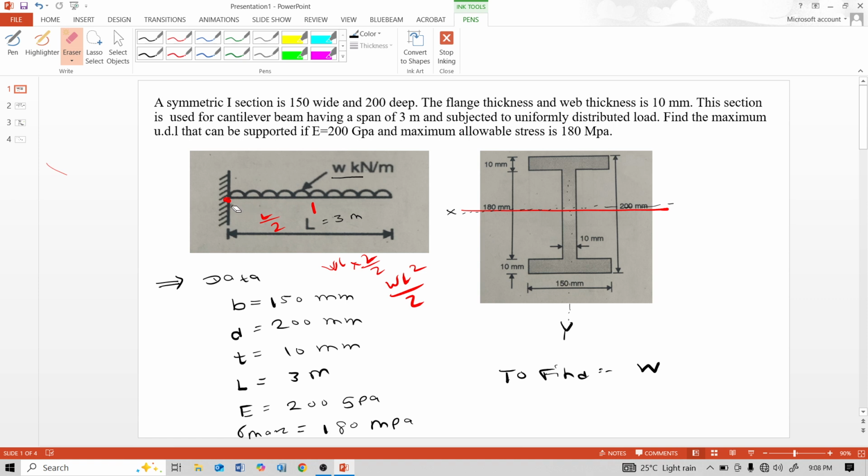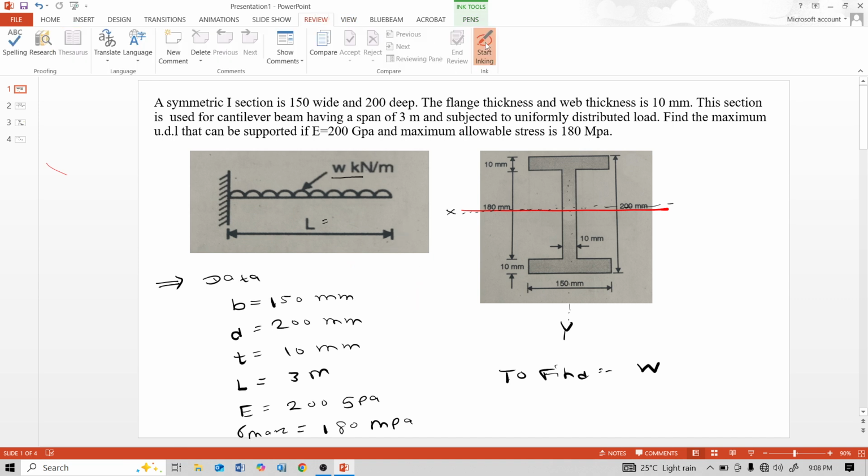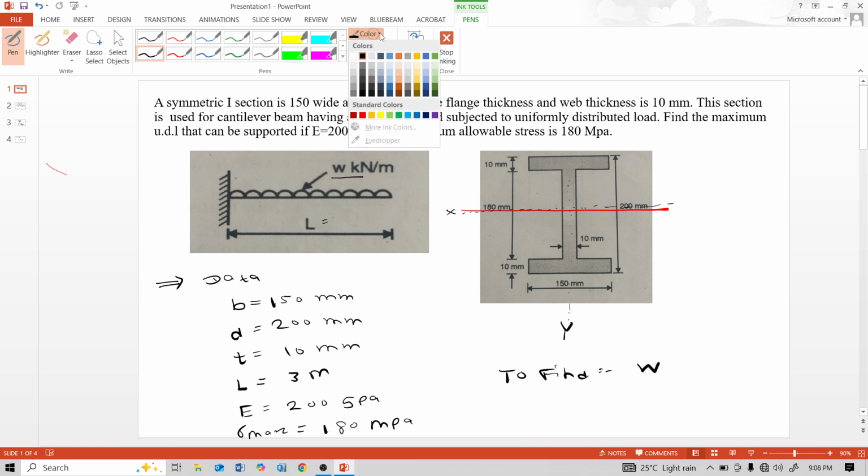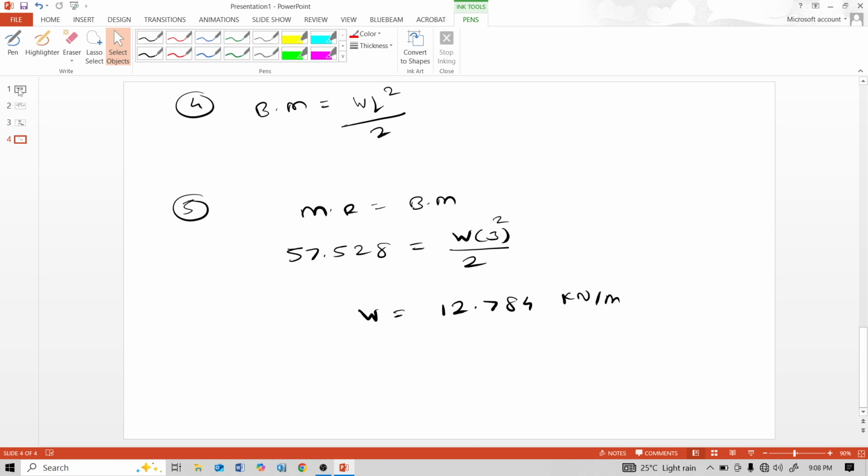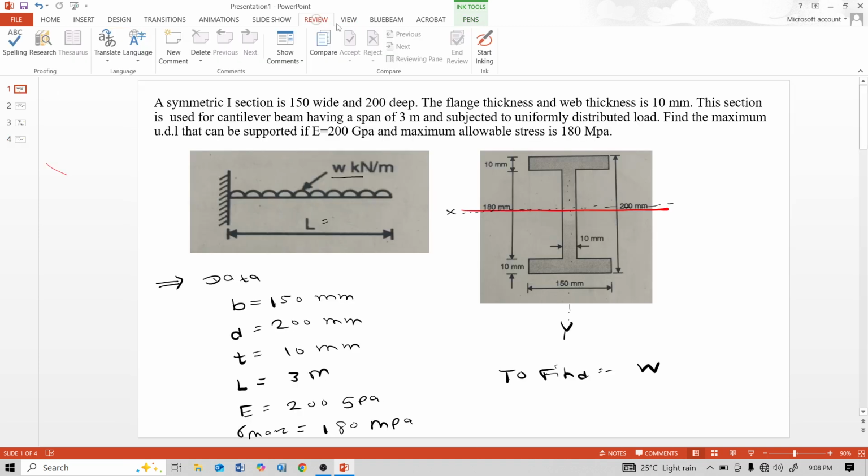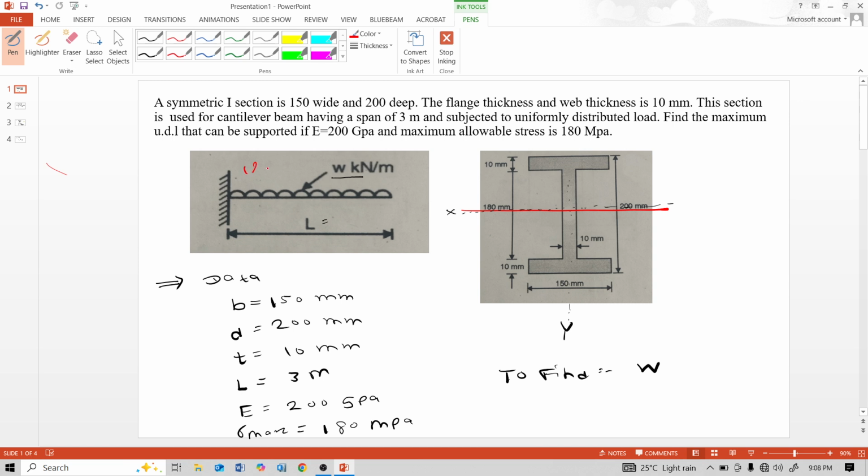Our problem statement is to calculate the uniformly distributed load for this cantilever beam with length 3 meter, and we calculated this as 12.784 kilonewton per meter, for that I cross section cantilever beam. Thank you very much.